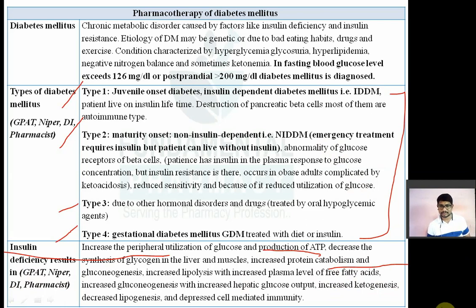Ultimately, hyperglycemia increases the hepatic glucose output, ketogenesis, and decreases the lipogenesis. That is the symptoms of your insulin deficiency. It also depresses your immunity, depressed cell mediated immunity. So those are the deficiency symptoms of insulin.